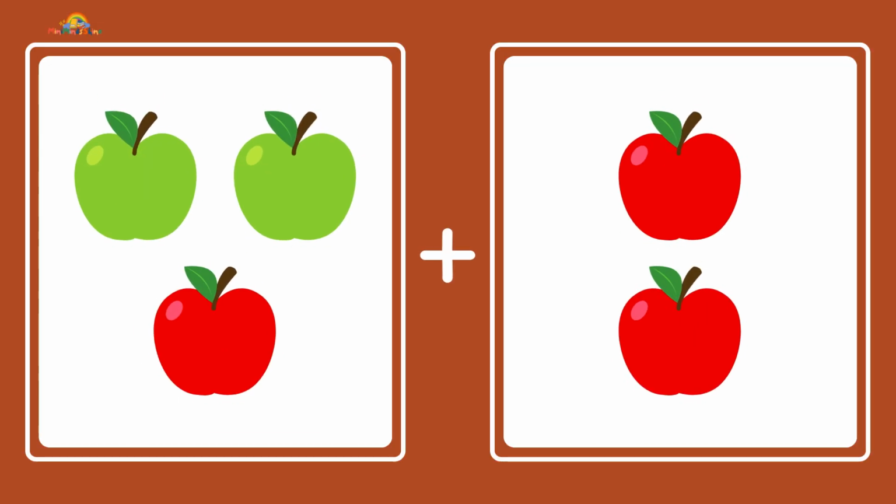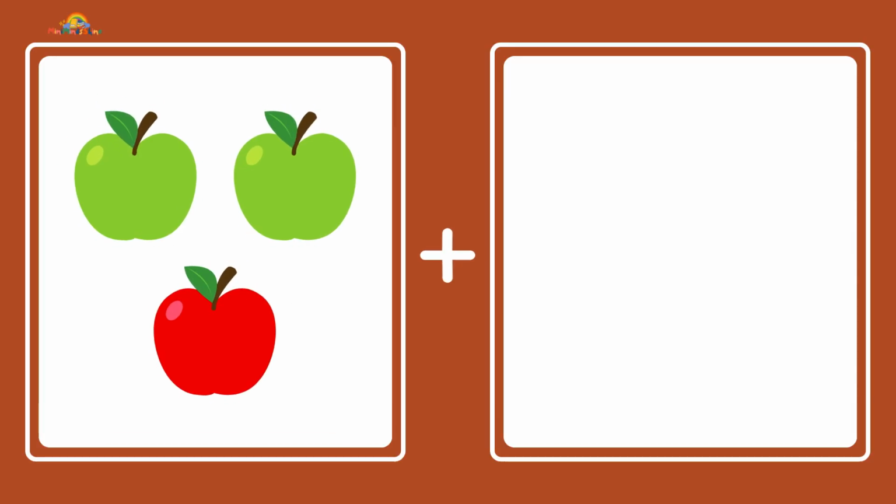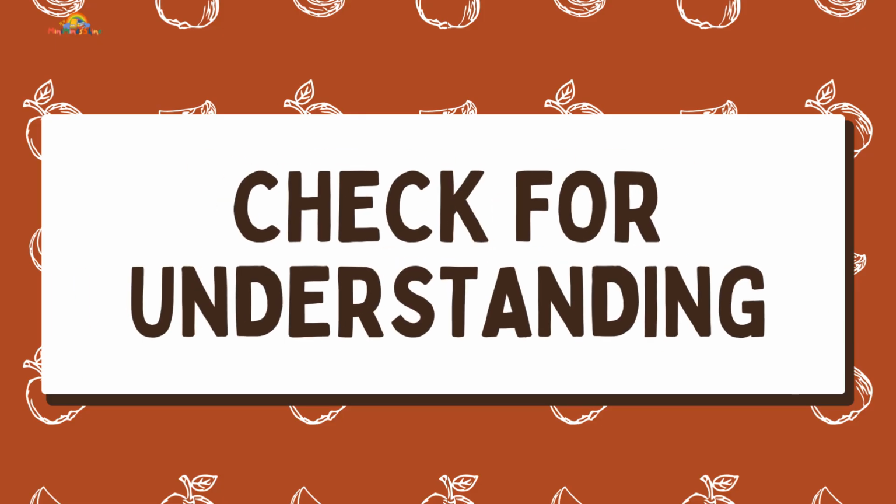3 apples plus 2 apples. The answer is 5 apples. 3 apples plus 0 apples. The answer is 3 apples. Now, let's see some more examples. Look carefully and get ready to count.